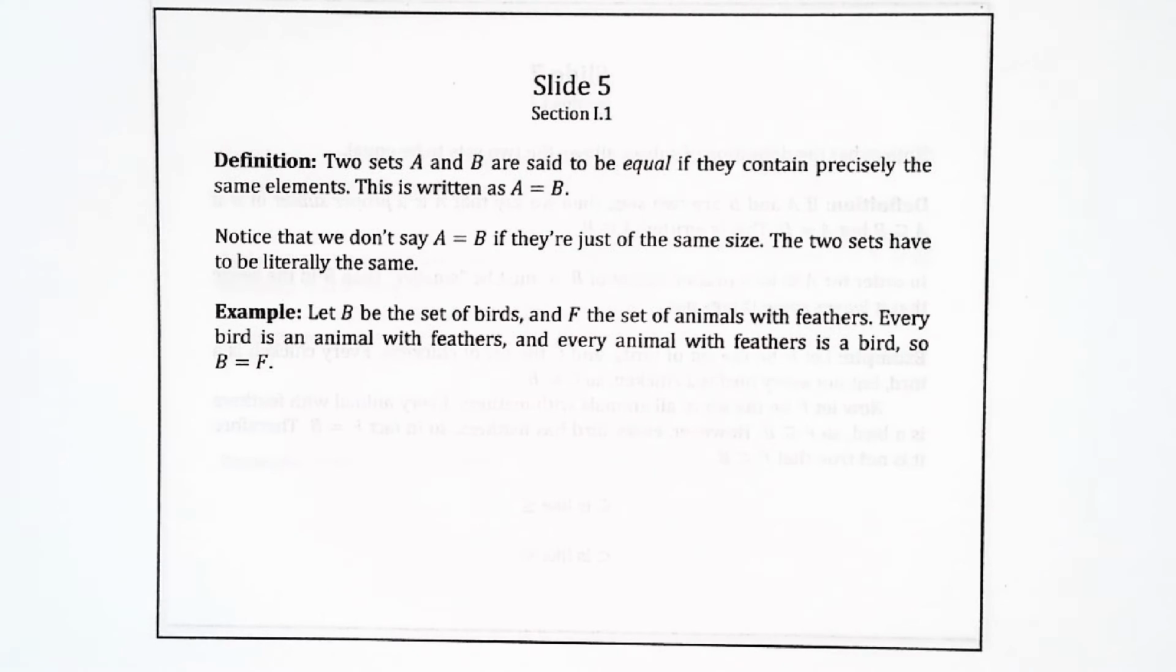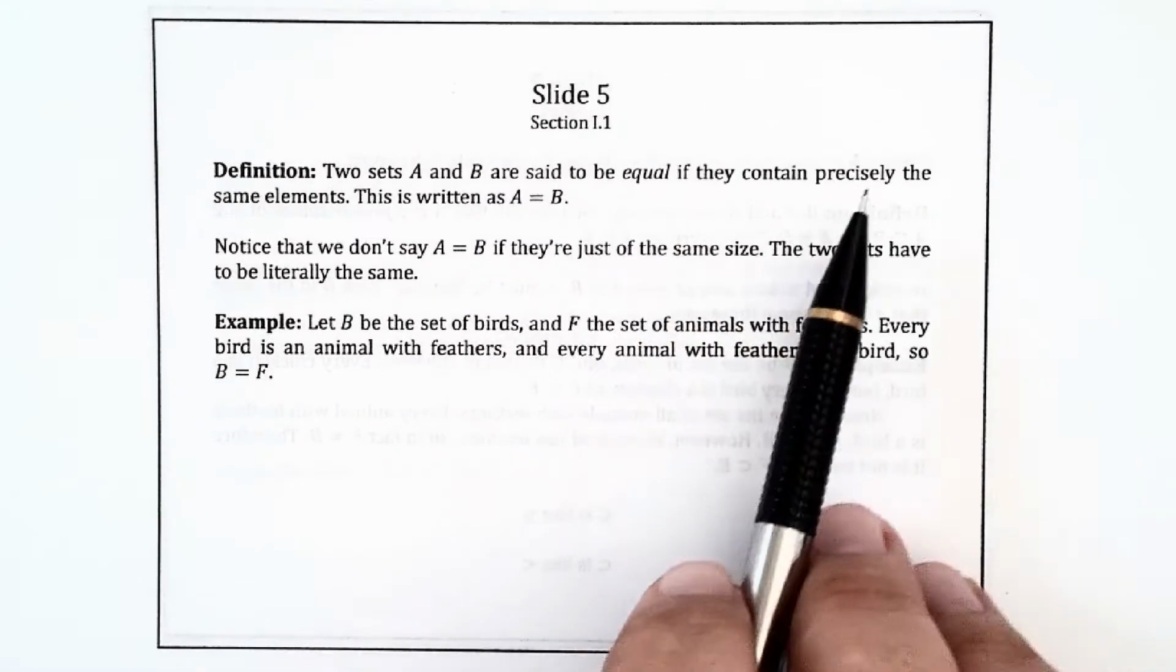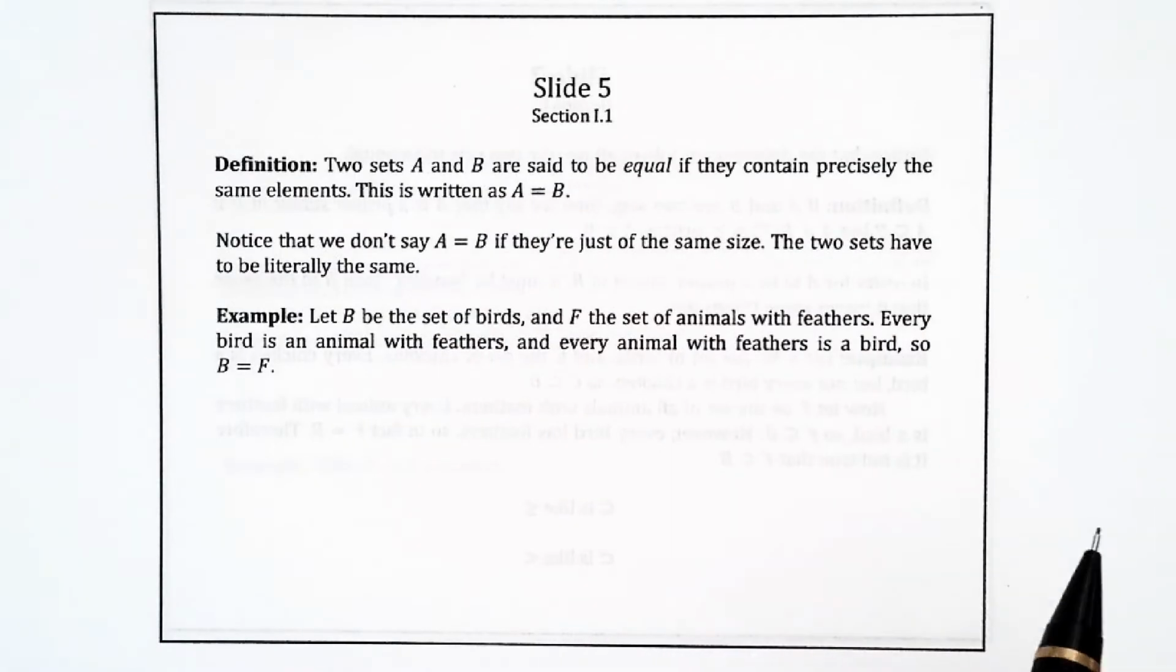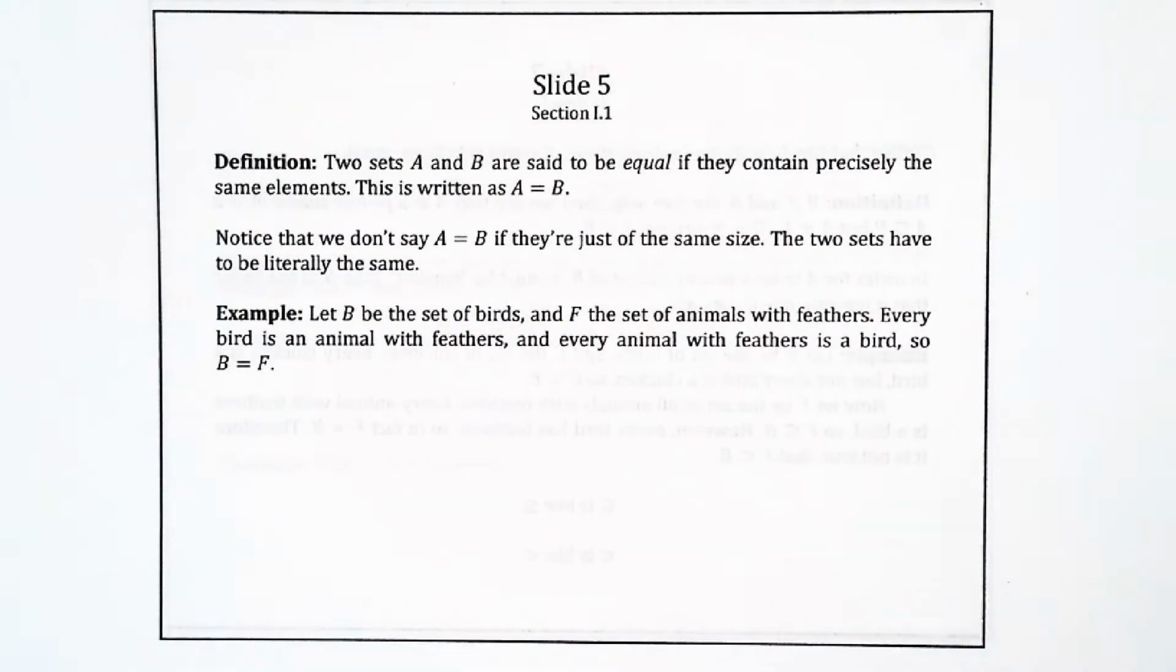So first of all, two sets, A and B, are said to be equal if they contain precisely the same elements. This is written A equals B. Notice that we don't say that A equals B if they're just the same size. Two sets have to be literally the same. For example, if I have a set of 5 students and a set of 5 desks, those are not equal sets because the students are not the desks. The objects have to literally be the same.